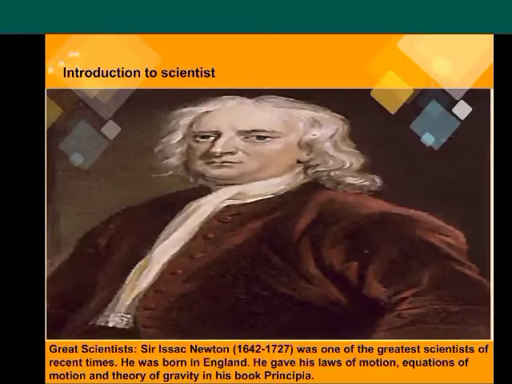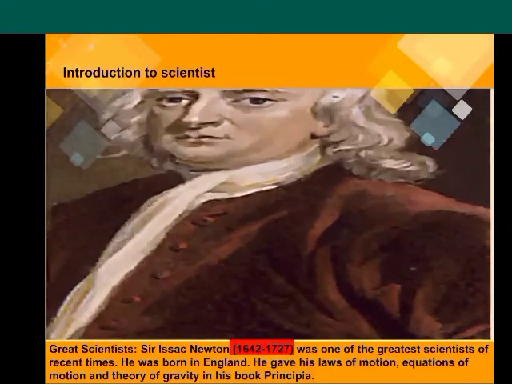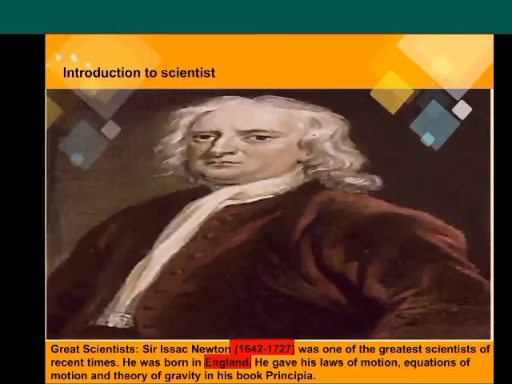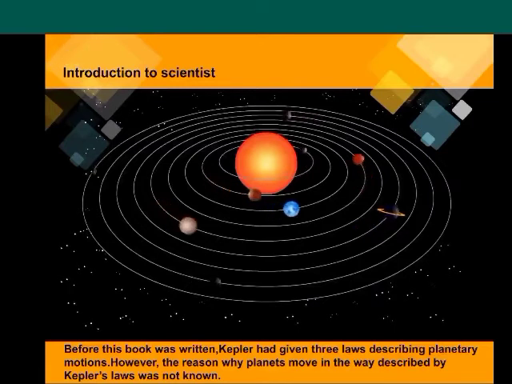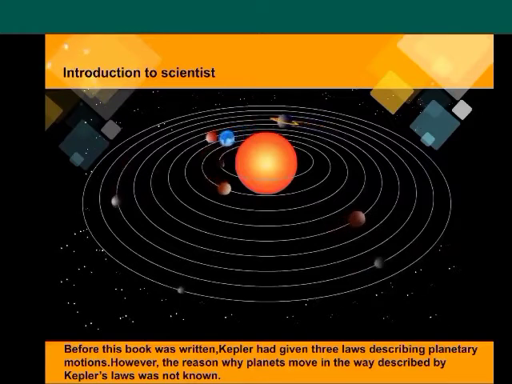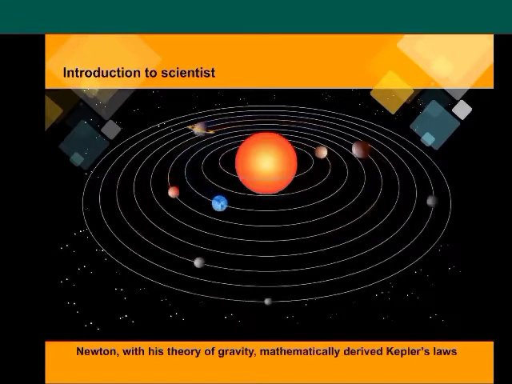Introduction to scientist. Great scientist Sir Isaac Newton, 1642 to 1727, was one of the greatest scientists of recent times. He was born in England. He gave his laws of motion, equation of motion, and theory of gravity in his book Principia. Before this book was written, Kepler had given 3 laws describing planetary motion. However, the reason why planets move in the way described by Kepler's laws was not known. Newton, with his theory of gravity, mathematically derived Kepler's laws.